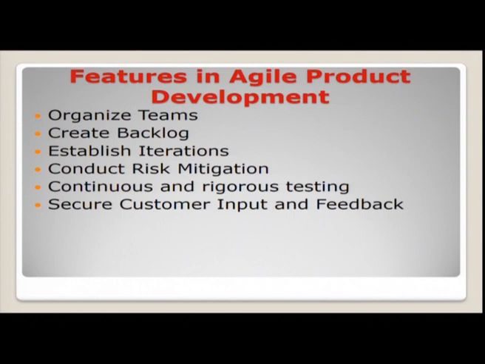So now let us see some of the features in this Agile product development. You have an organized team structure. You are supposed to create backlogs, establish iterations, conduct risk mitigation, have continuous and rigorous testing, and secure customer input and feedback.